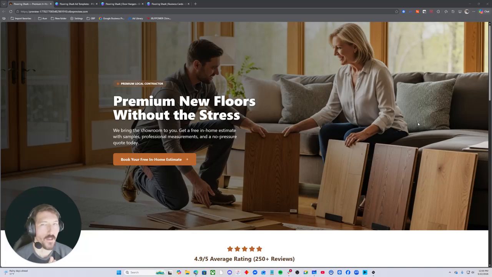I'd like to talk today about what we mean by giving you the campaigns and everything that you need to support them. So inside of Flooring Shark, you're going to find that we have tons and tons of templates and funnels and things for you. So this is an example of just one funnel.